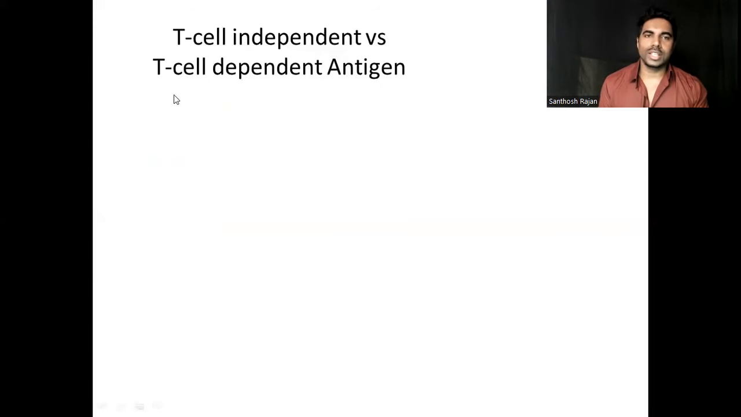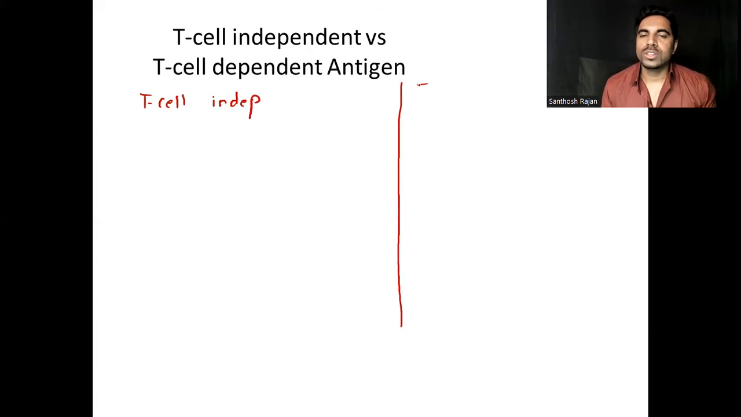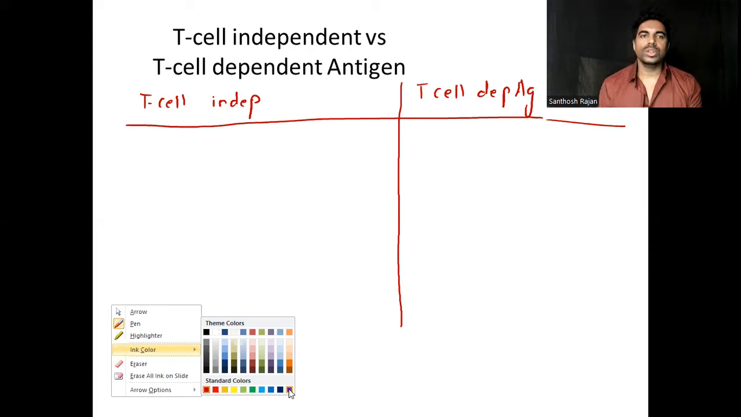Next, now the T-cell independent and T-cell dependent antigens. This is also very, very easy. I love this topic. Why? I'll tell you. So let's remember like this. First of all, T-cell independent, and here we'll put the T-cell dependent antigen. Let's differentiate like this.